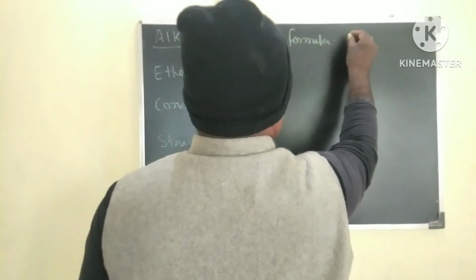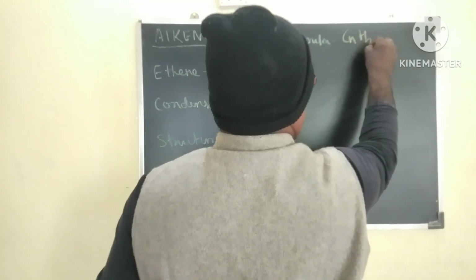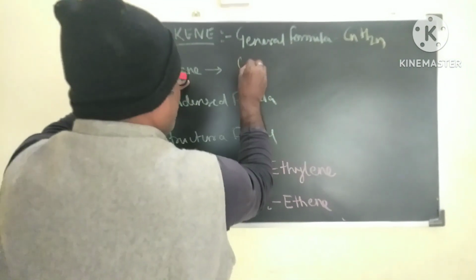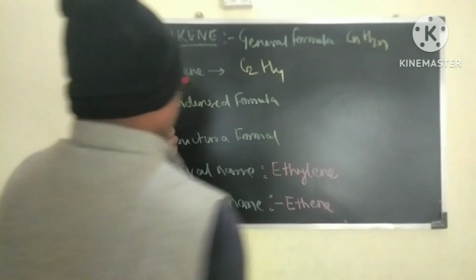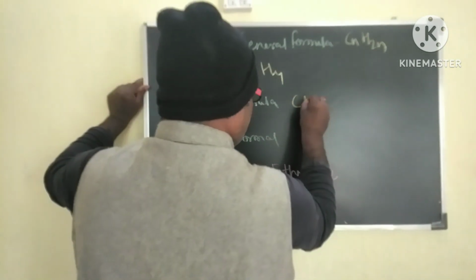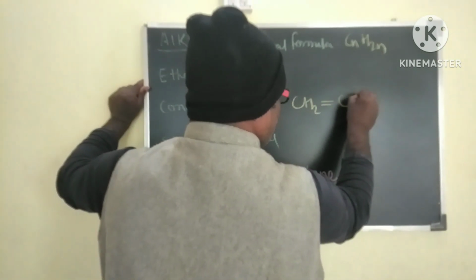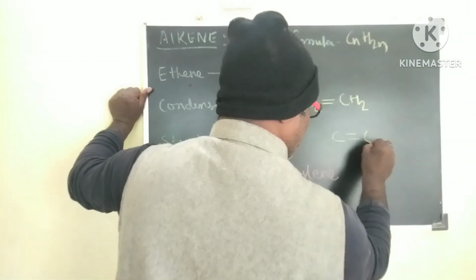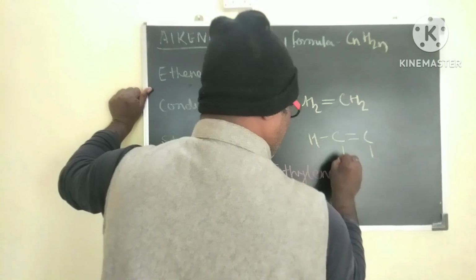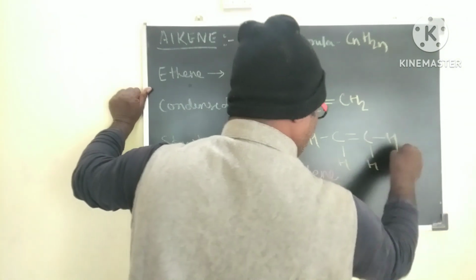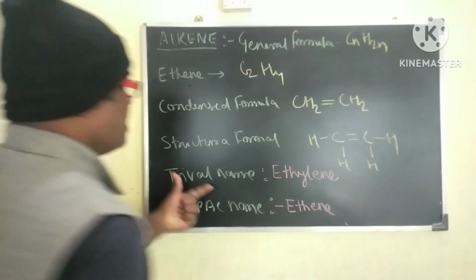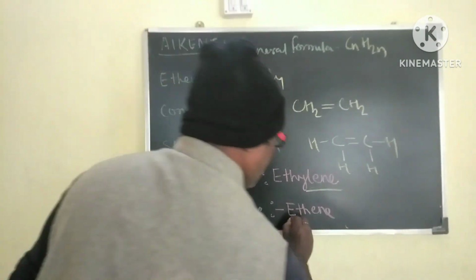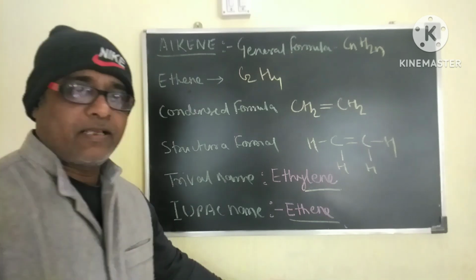Here the general formula of alkene is CnH2n. So ethene means n equals 2, we have C2H4. The condensed formula is CH2 double bond CH2. The structural formula we can write in this way. C2H4. The trivial name is ethylene and the IUPAC name is ethene. We must know this before the exam.